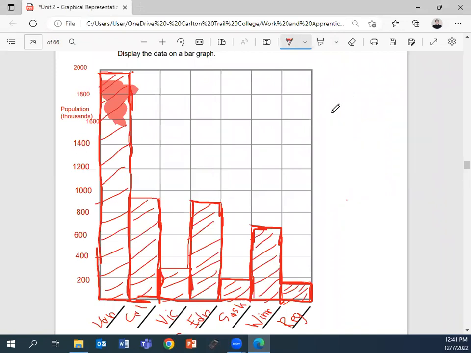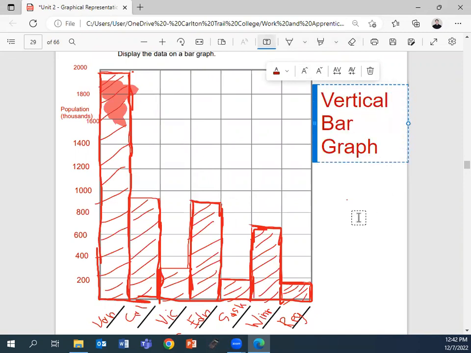So remember, you want to write this somewhere here. This is called a vertical, I'll use the text function. So this is called a vertical bar graph. Let's make that a bit bigger. The reason it's vertical is because the bars go up. They go up and down, vertical. And that's what that means.